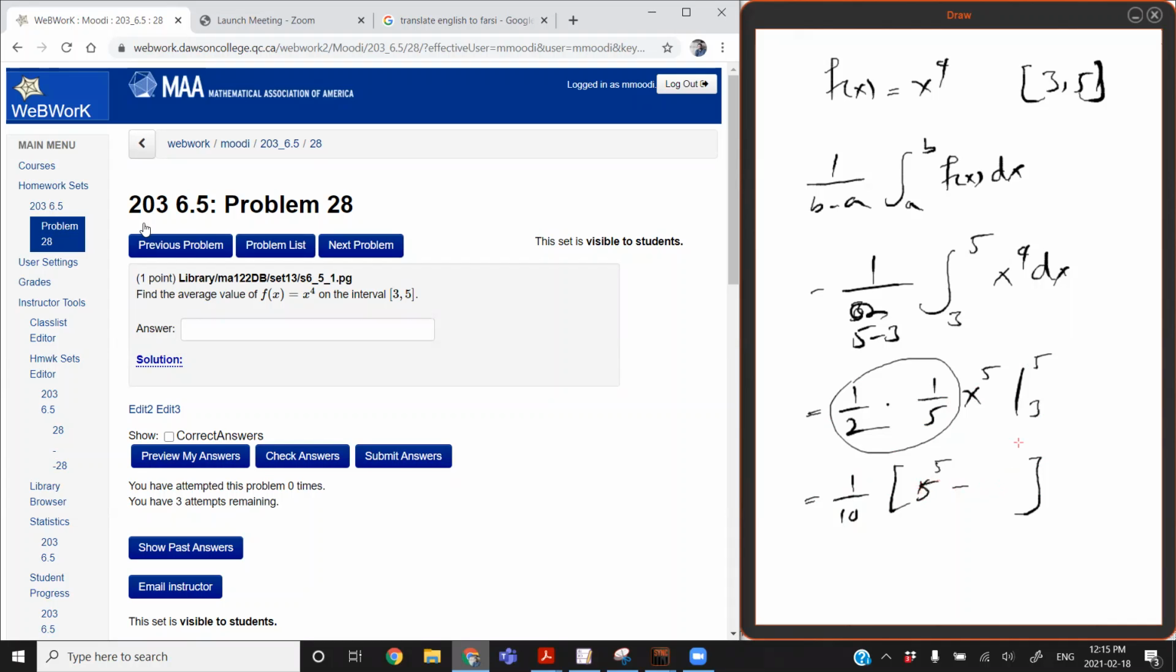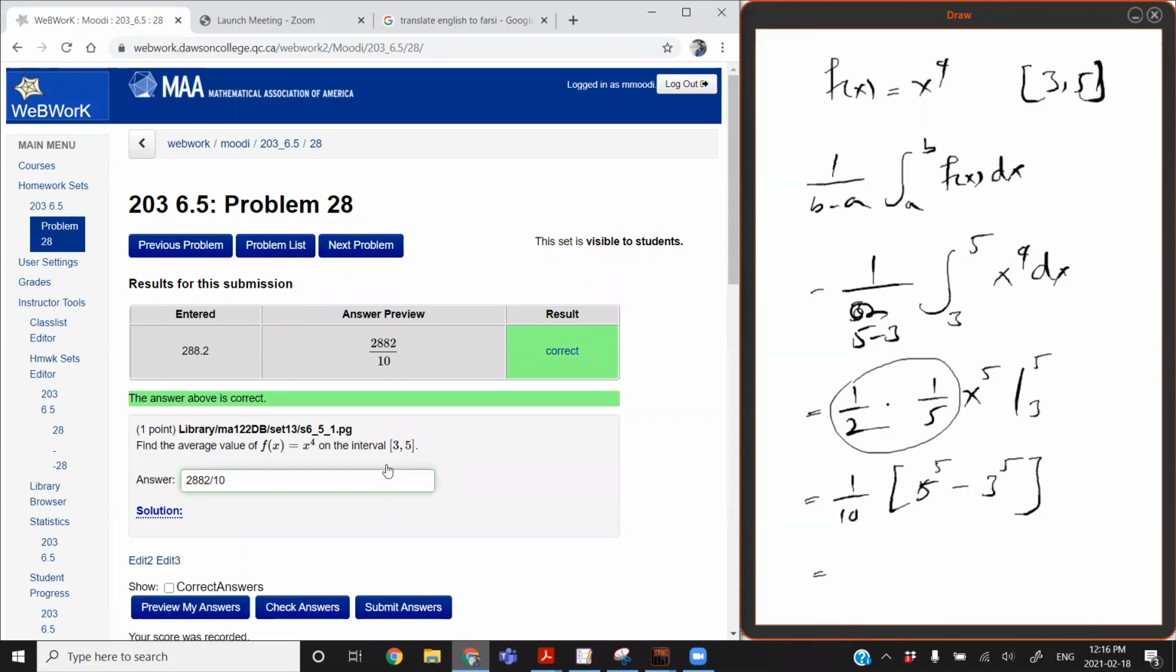5 to the power of 5 minus, if I plug in 3, 3 to the power of 5. So I'm going to use my calculator to see what 5 to the power of 5 minus 3 to the power of 5 is. Divide that by 10. I'm going to get, or I can actually just enter the fraction, 2882 over 10. Submit the answer, and that's it. Is that clear?